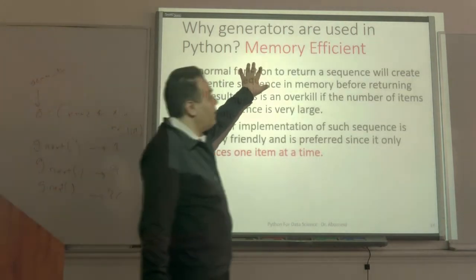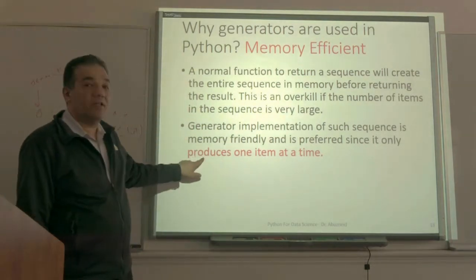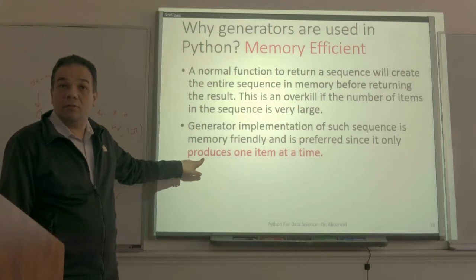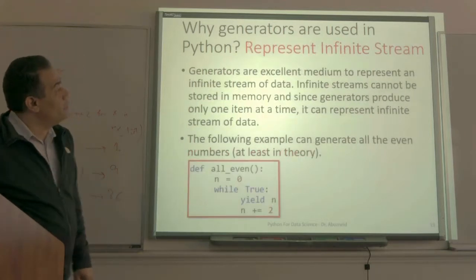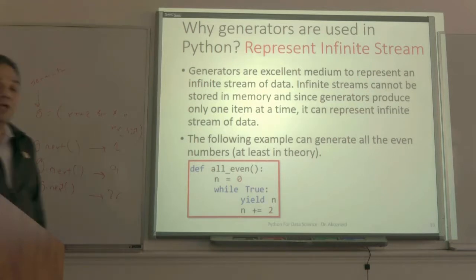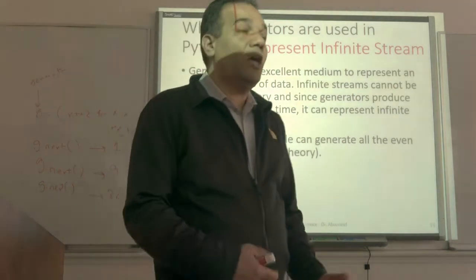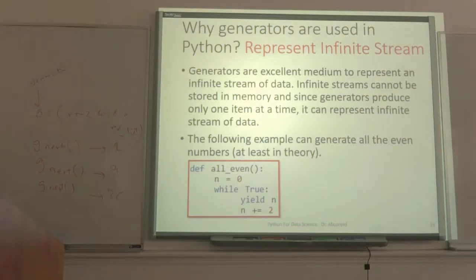The second reason is memory efficiency. The values will be produced one at a time. The third reason is it represents an infinite stream. Usually, if you have a fixed list, you could use list comprehension. But what if you have an infinite list? Can you have an infinite list? Yes. For example, even numbers. Where do they end? They do not end. So can you use a normal list? You can't. You start from 2, 4, 6, 8, but it's an infinite list. How can you represent infinity? Use a generator, because you have the beginning but you don't have the end.